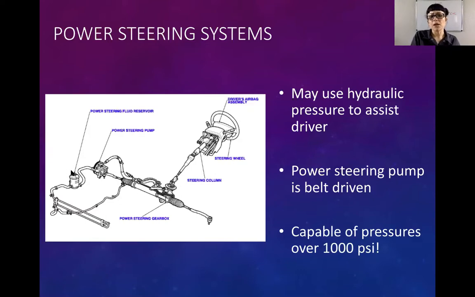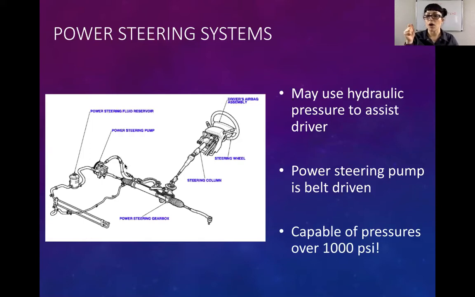Now in this picture here, we're going to have some sort of fluid reservoir. So after it's done using the fluid, it cycles back through. It may go through a cooler of some sort, so it looks like a little radiator, or it may go through the radiator in its own chamber itself to get cooled down. And then it's going to come back to the reservoir and keep continuing through.